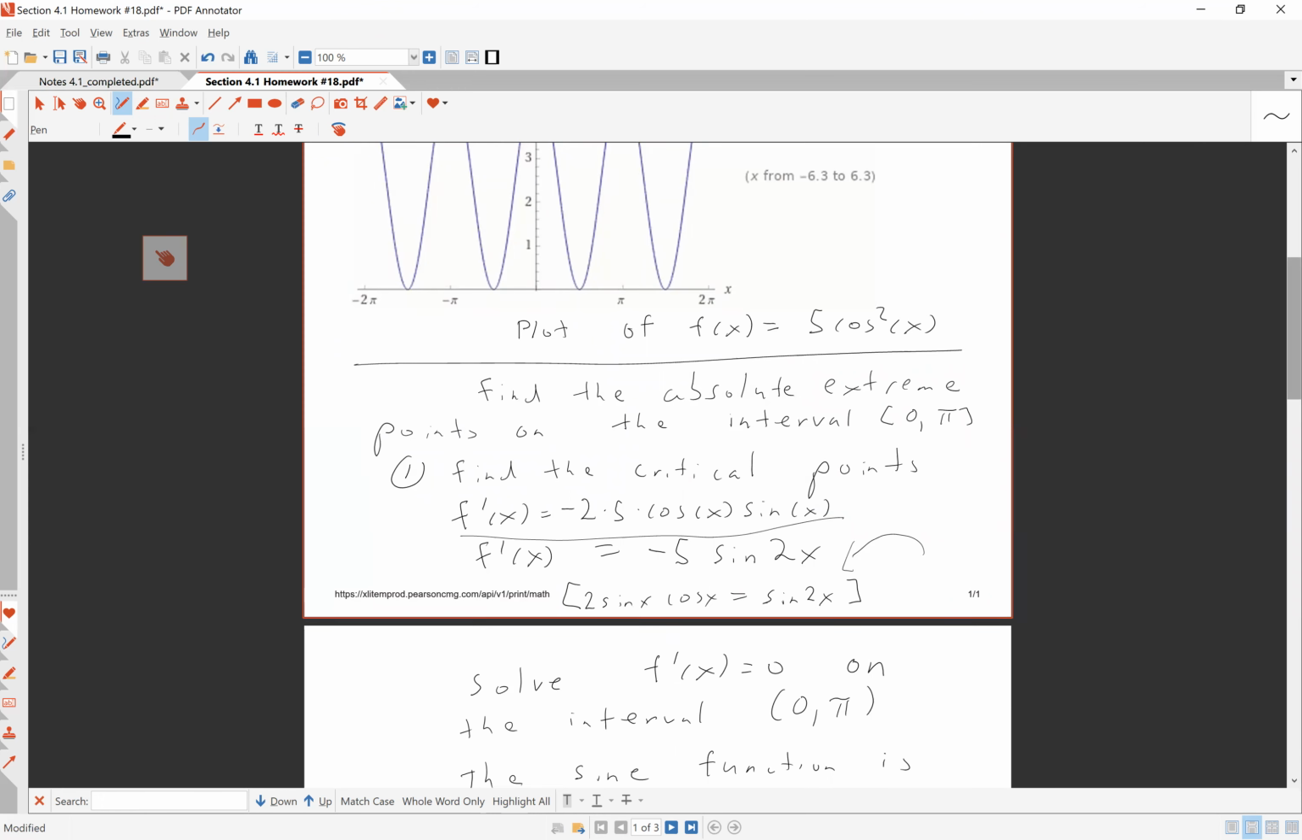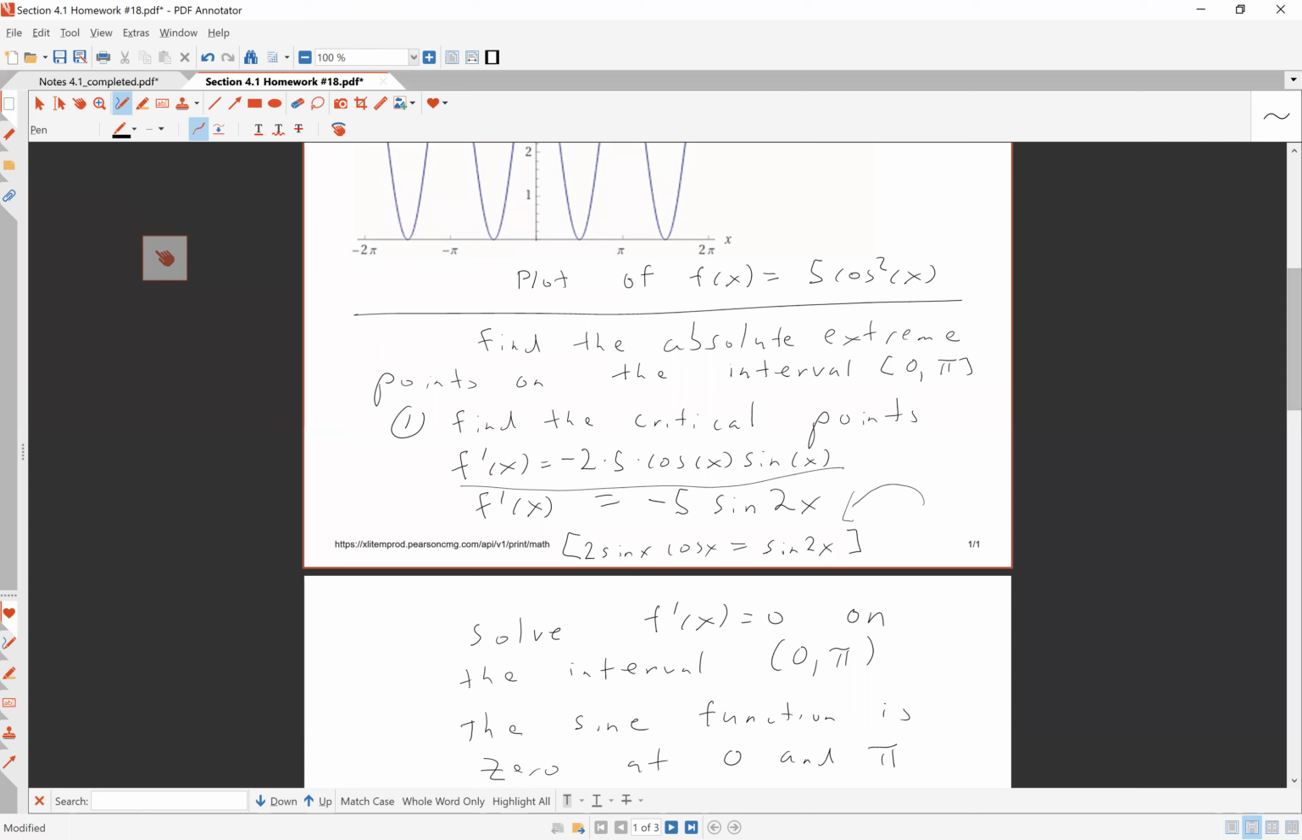There's a few versions of cosine of 2x, but we'll get to that when we need it. But yeah, so when you see sine of x cosine of x, I recommend just trying to convert it to sine 2x. Maybe it'll help you. Okay, so now, and this will help us, we have to solve sine of 2x equals 0, right?